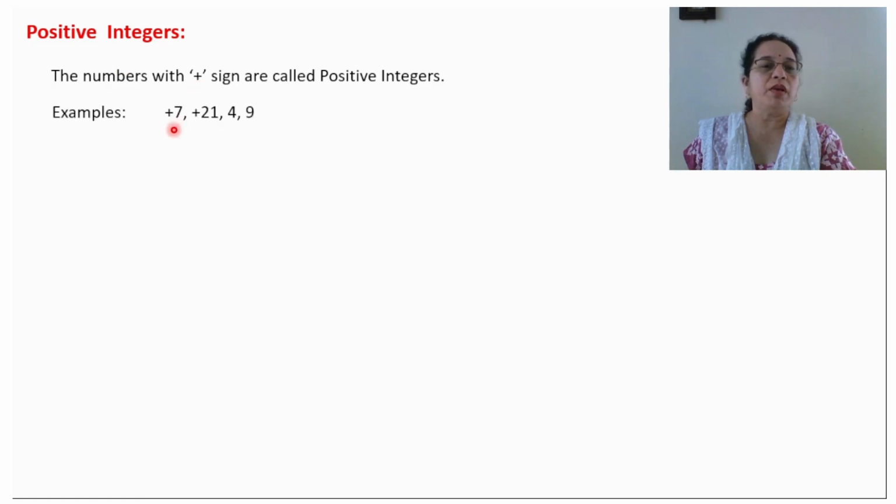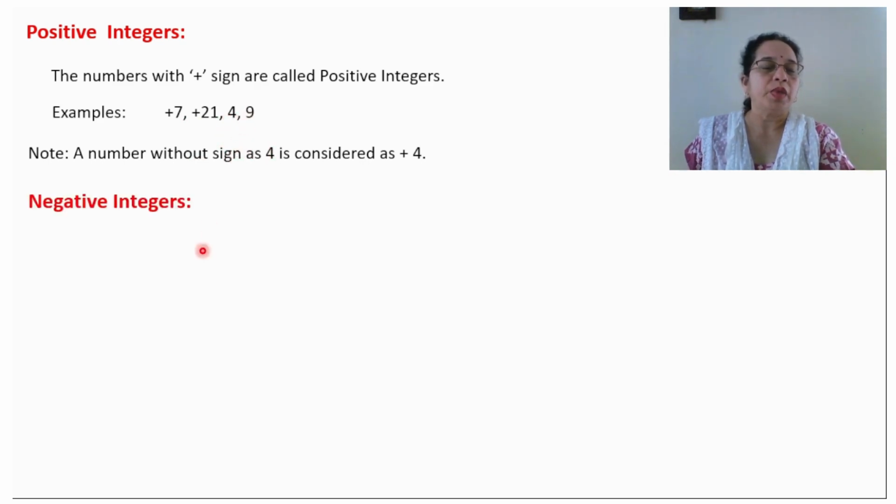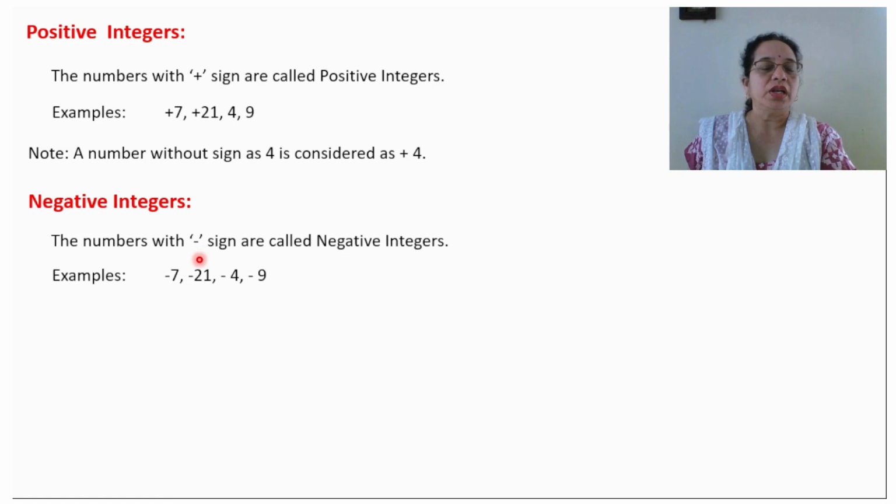Take the example plus 7, plus 21. But what about 4 and 9? 4 and 9 don't have any sign. So the number without sign is considered as plus 4 or plus 9. Negative integers, the numbers with minus sign are called negative integers. Take the example minus 7, minus 24, minus 4, minus 9. These are known as negative integers.